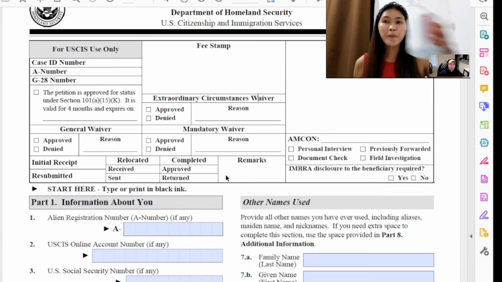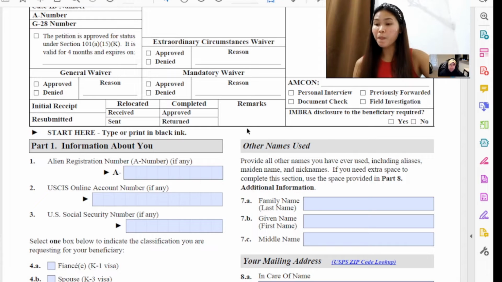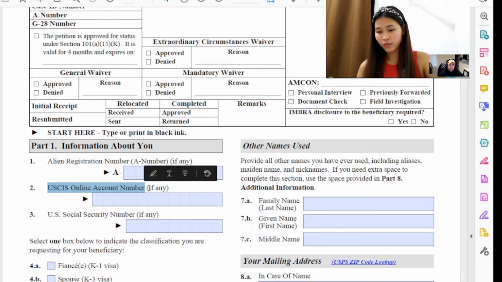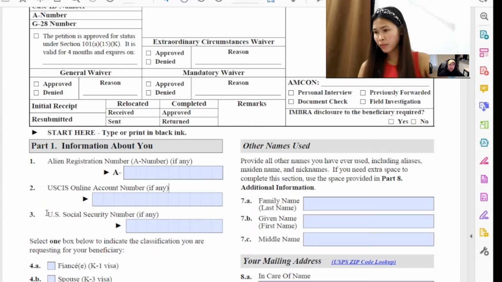So we're gonna go to Part 1, and it is pretty self-explanatory. It says information about you, alien registration number, if you have one, which means that you probably have immigrated somewhere else before to the United States, and that's where you would put that number. USCIS online account number, if you have an account with them, or it would be your US Social Security number. This would be for me. This is my section as the petitioner.